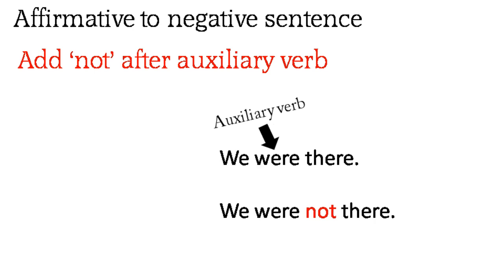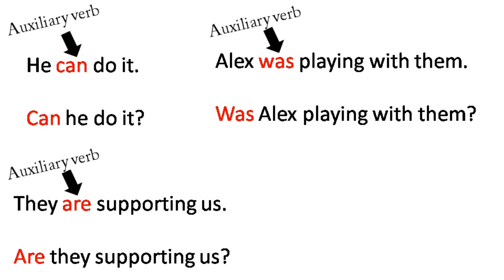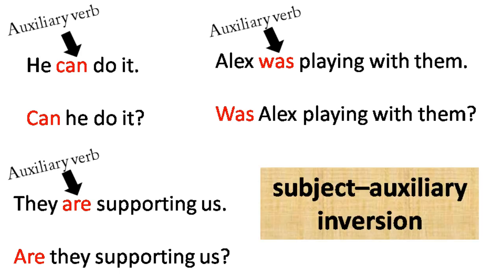So, every auxiliary verb will satisfy two conditions. First, if we move it before the subject, the statement would turn into a question. For example, he can do it. Can he do it? Alex was playing with them. Was Alex playing with them? They are supporting us. Are they supporting us? Just move the auxiliary verb before the subject to make it a question. People often call it subject-auxiliary inversion.